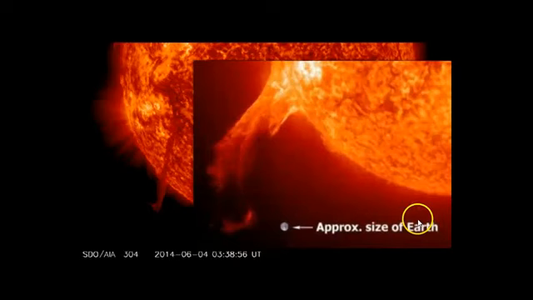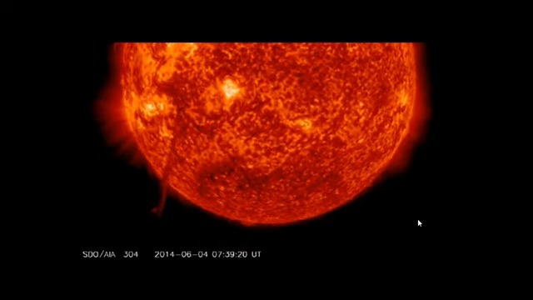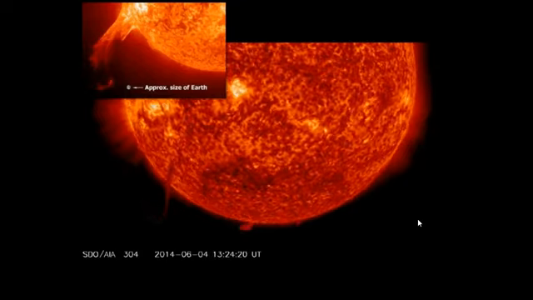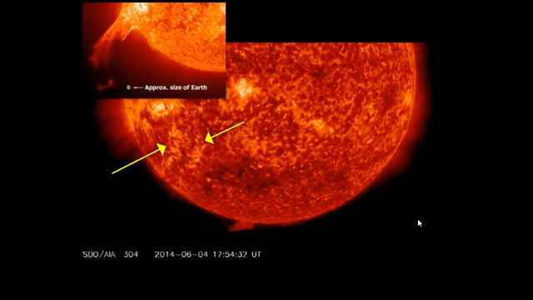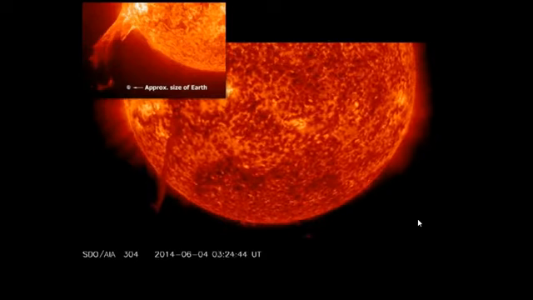June 4th, 2014. The overlay shows the approximate size of the Earth compared to the Sun, guys, just to remind you of what the amount of energy is that we're dealing with here. But this filament we've been watching since Saturday finally collapsed and caused a Hyder flare. We talked about that, Hyder, if you want to look that up.